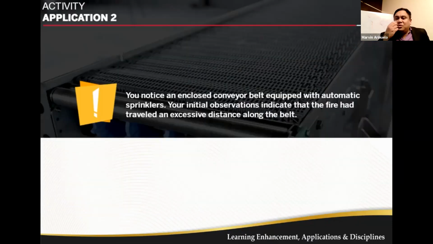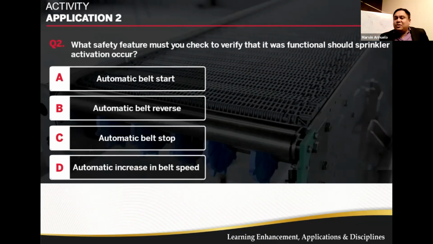As you continue to walk through, you notice an enclosed conveyor belt equipped with automatic sprinkler. Your initial observation indicates that the fire had traveled an excessive distance along the belt. What safety feature must you check to verify that it was functional should sprinkler activation occur? Page 8-36.